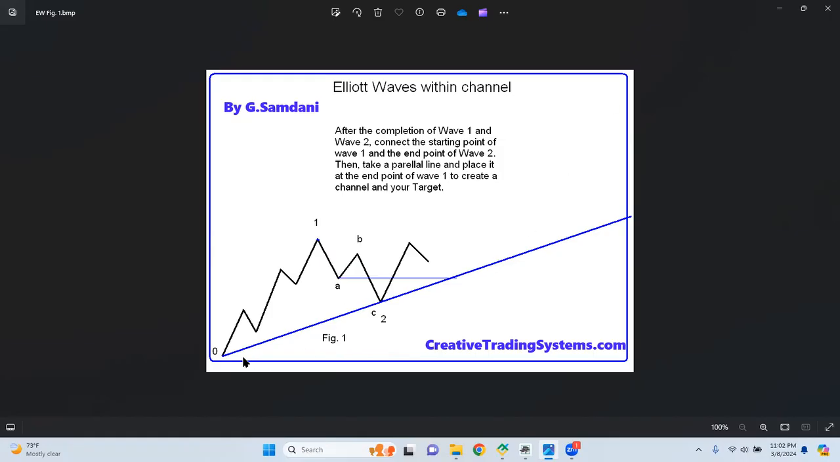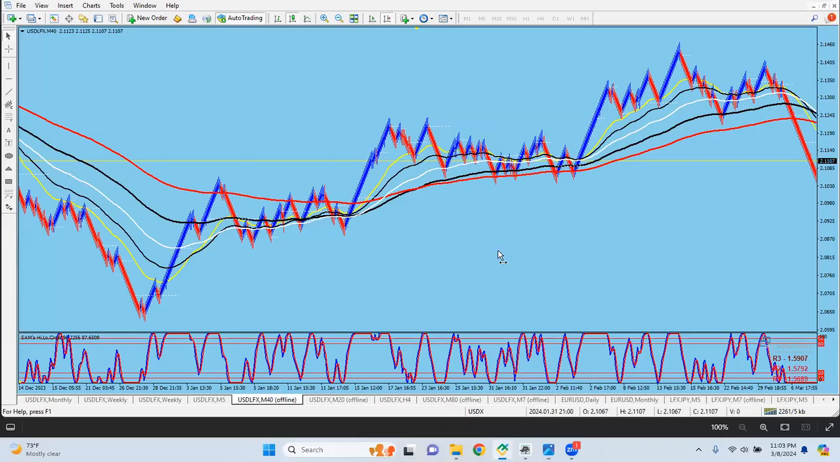But the thing is here, for the sake of the theory, we will see that, okay, a rise and a fall to 61%. What we do is that we draw a trend line connecting the starting point of wave 1 and the ending point of wave 2. And then price already started from there, right? So this is probably like a 61%. So we said, okay, this may be the low, and now we're going to rise from here. So we draw the trend line, and then you take a parallel line from this, and place it on the top of wave 1 to create a channel. Let's go do that and see what happens.